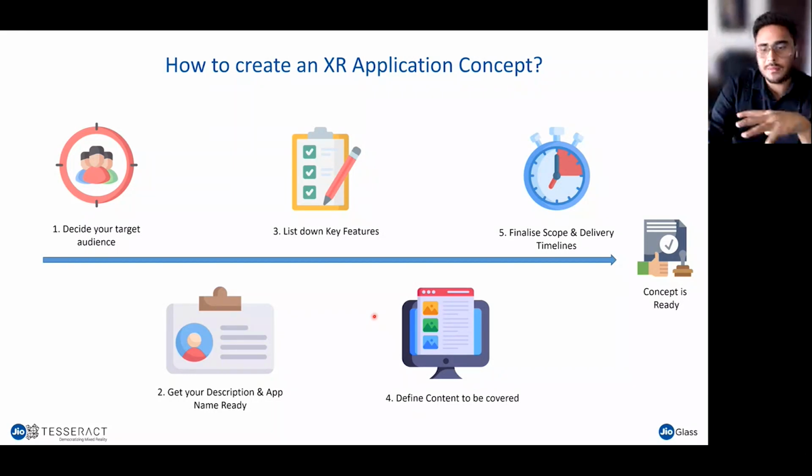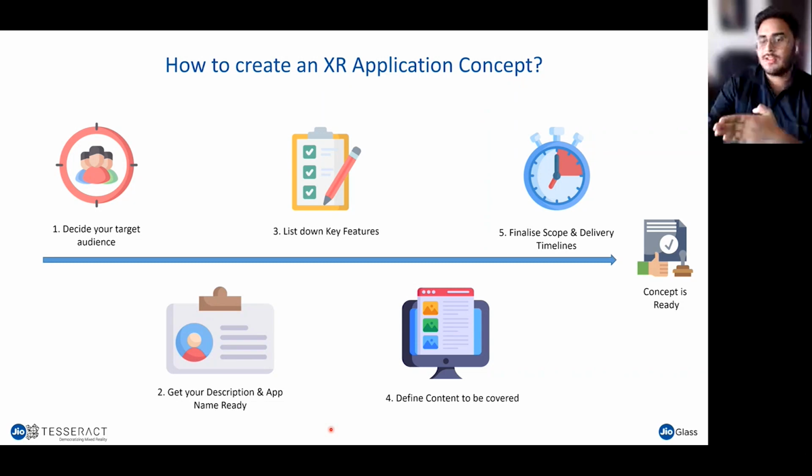So when I say what kind of content: if it's a gaming application, for example, like GTA, I'm just taking an example here, there are different kinds of content that need to be covered in this entire journey. So we define the content that needs to be covered after listing down the key features.